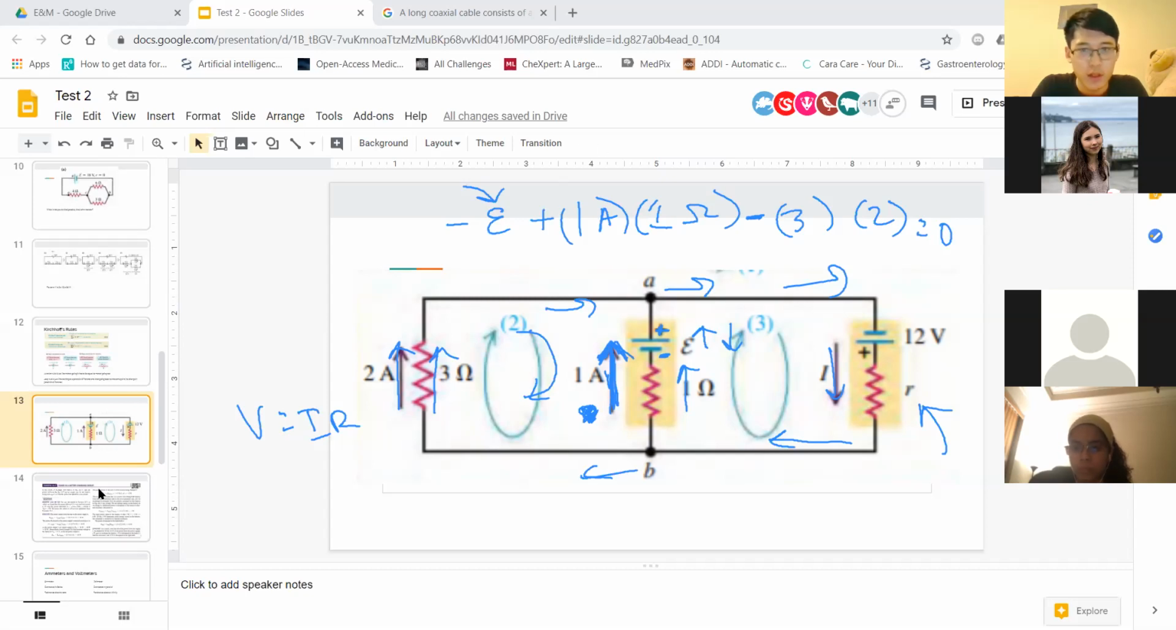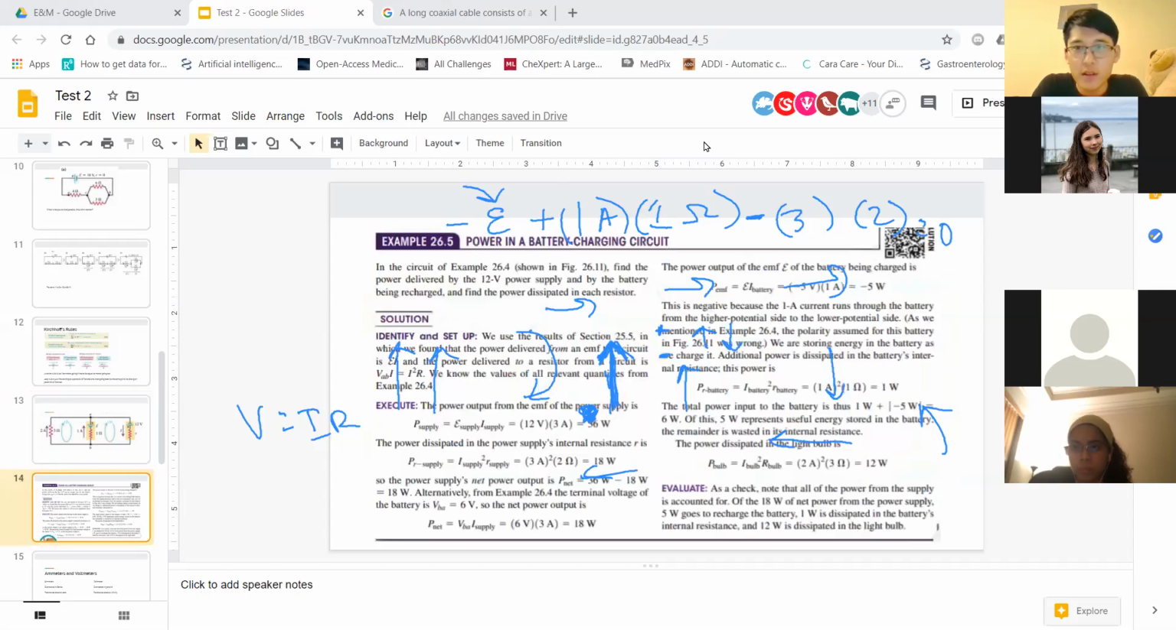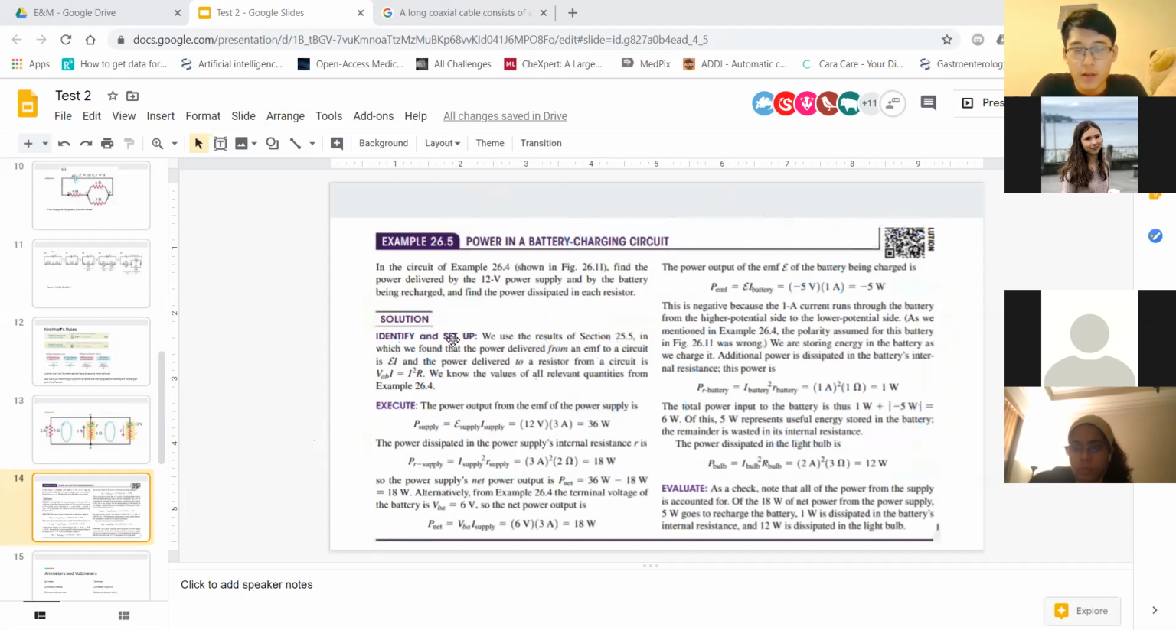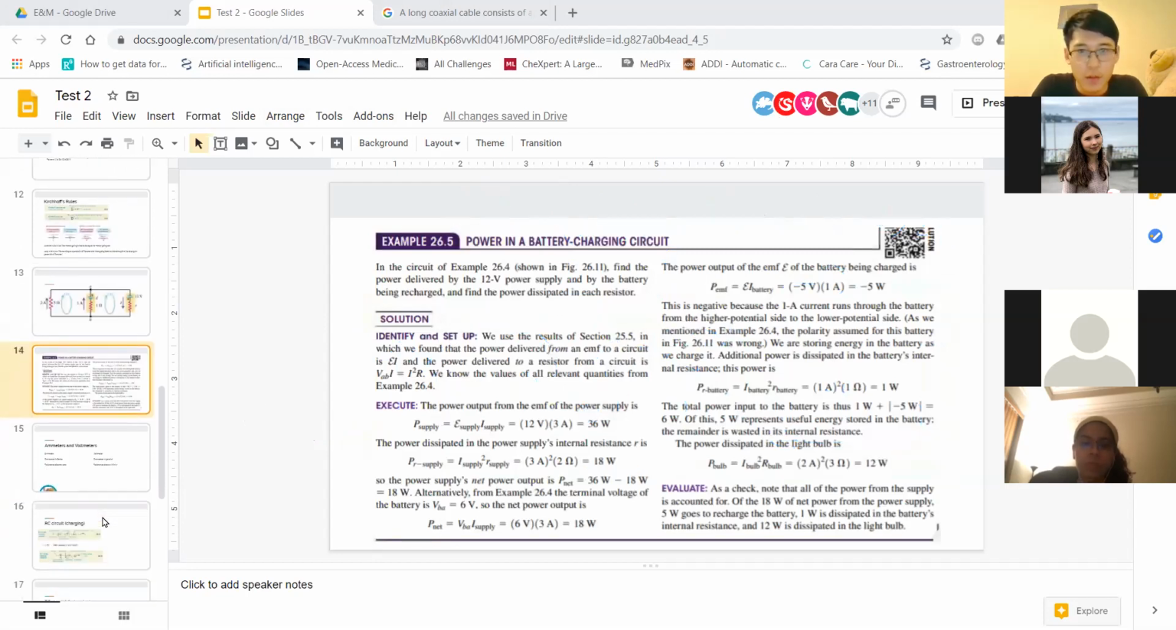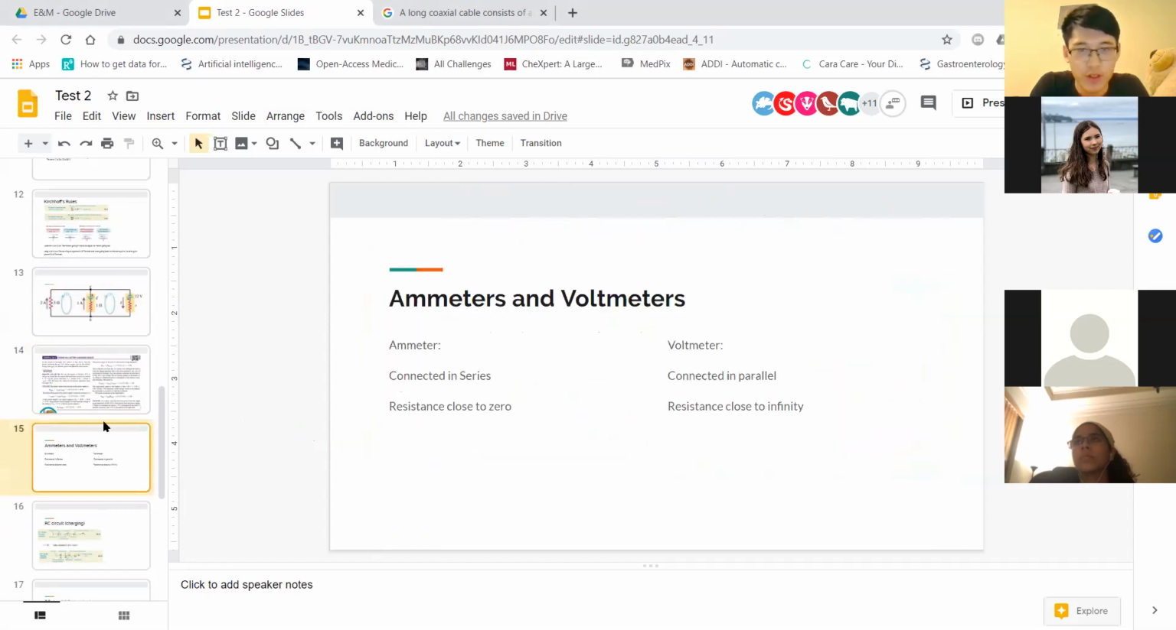How do I get rid of this stuff? Okay, all right, so this is an example of, wait, did I skip a slide? Okay, this is another example of Kirchhoff's rules, but we can just skip that.